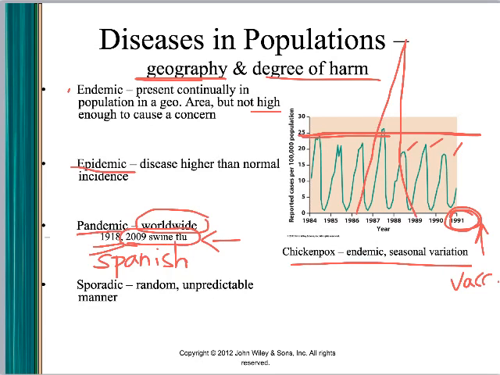In 2009, another pandemic that they were worried about was swine flu, but they kind of got it under control. But pandemic is bad, right? So a pandemic would be an epidemic of worldwide proportions. It doesn't matter, it would be bad. Okay, then something that's sporadic means you can't really predict when it's going to occur, so it's random.